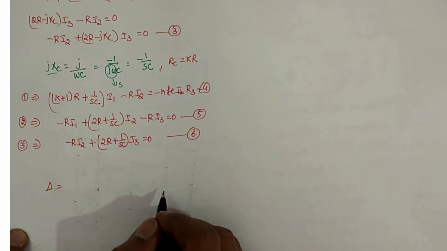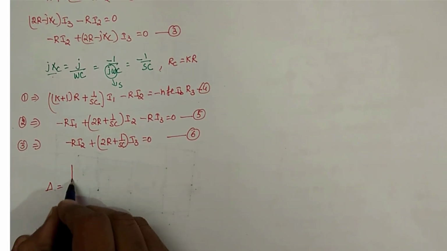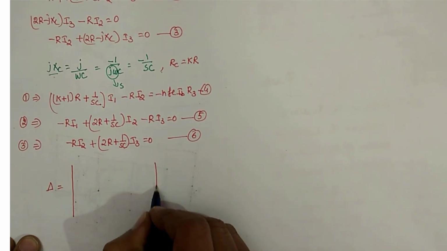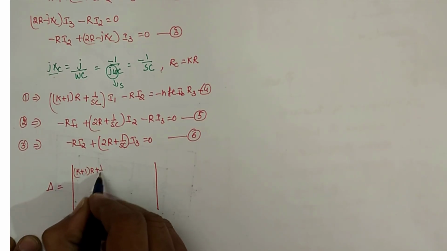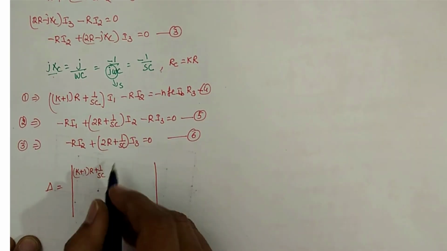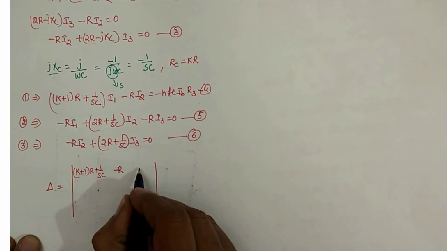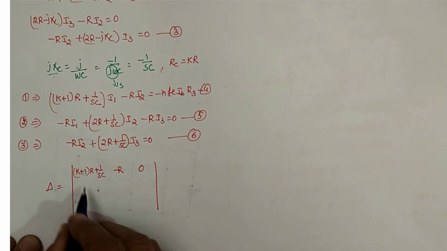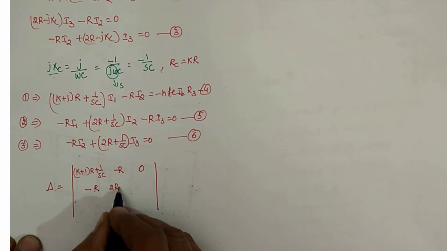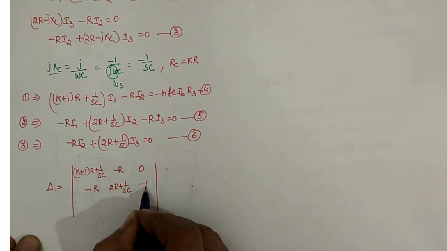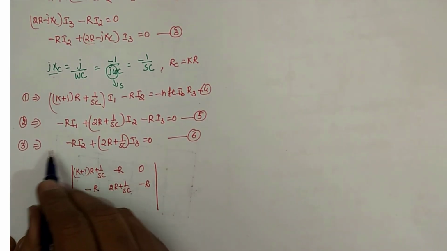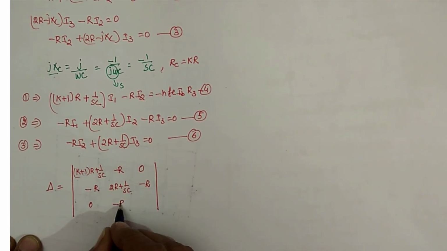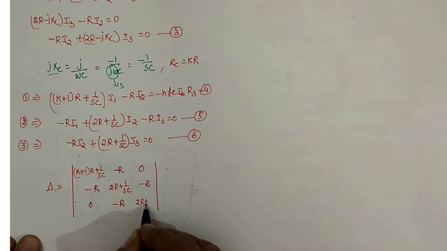So now take delta. This is all by using Cramer's rule. Then I am going for the determinant. This is the determinant. First write the I1 coefficient. Then I2, that is minus R. Here in the fourth equation there is no I3 term, so keep it 0. Then the second one, equation number 5, that is minus R, 2R plus 1 by SC, and then minus R. Then here it is 0 because there is no I1. Then minus R, again 2R plus 1 by SC.